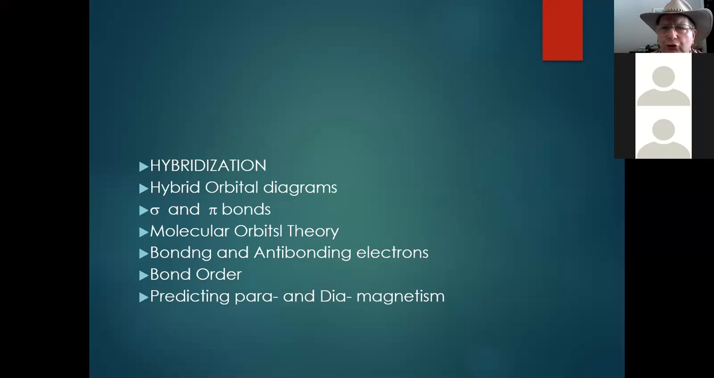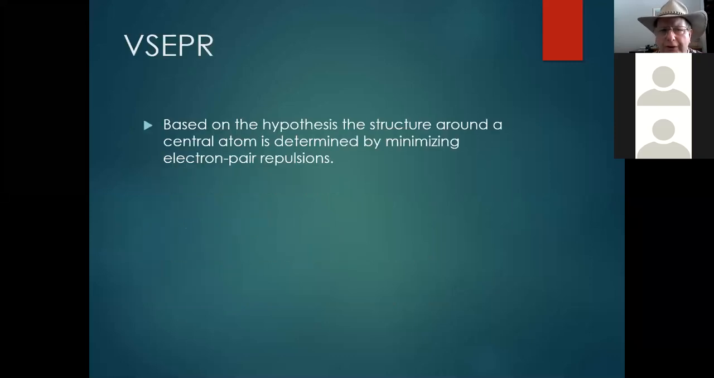Then we're going to get into another theory that's called hybridization. We're going to go into hybrid orbital diagrams. We'll talk about sigma and pi bonds. Go into molecular orbital theory, which involves bonding and antibonding electrons, bond order, and we're going to predict paramagnetism and diamagnetism. Oh boy. Strap yourselves in.